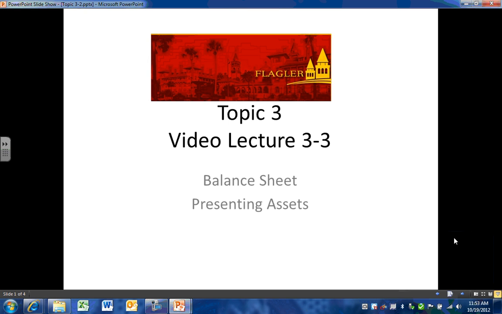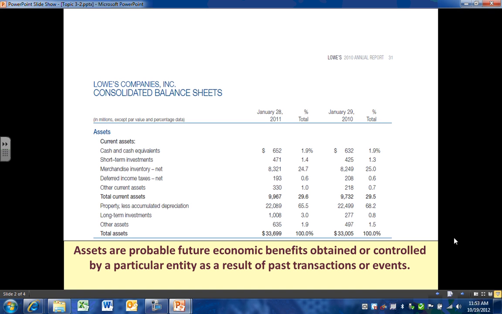In video lecture 3-3, we're going to begin our tour of the balance sheet, and we're going to start by describing how assets are presented on the balance sheet. Here is the asset portion of the balance sheet for Lowe's Company, the home improvement store. And again, let's take a second to read the definition of an asset.